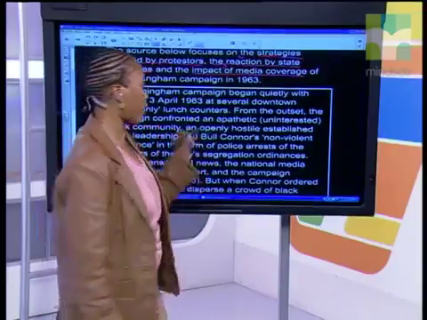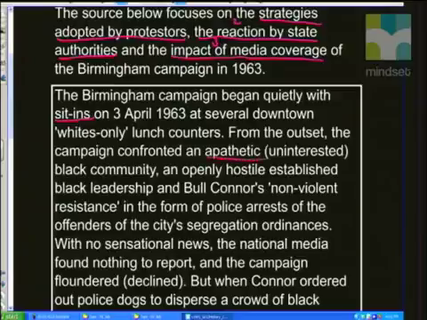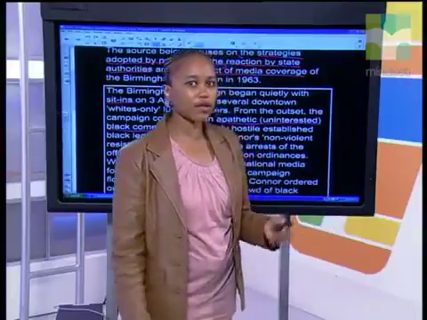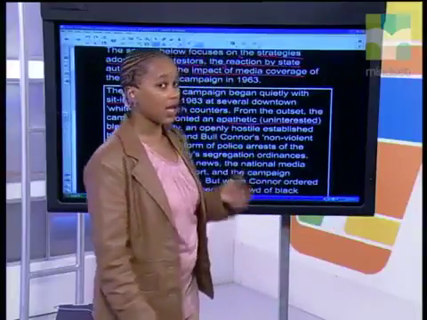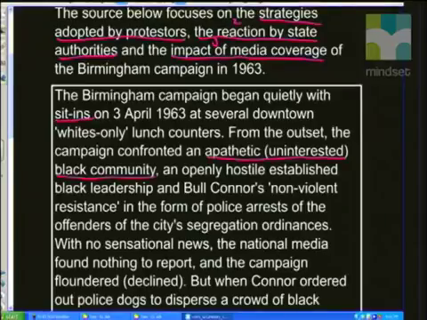Now you already know that the black community was not interested. I'm going to underline that because this is an important thing for you, okay, the black community. In other words, those are the people who were supposed to be part of this campaign, part of the civil society protest. But initially, they were not interested. An openly hostile established black leadership and Bull Connor's non-violent resistance. Okay, so even if you don't know who Bull Connor was at the moment, you know.